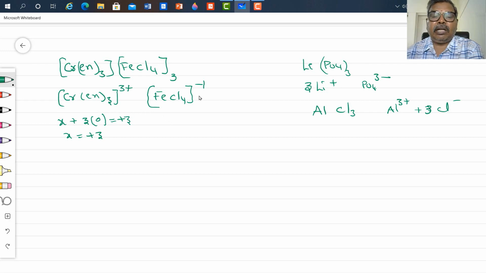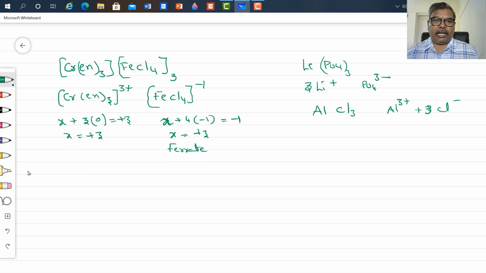Now, in case of iron, here X plus 4 minus 1 is equal to -1. So X equals +3. So the oxidation state of iron is also +3 here, remember. And in case of anion, the metal name changes to ferrate.